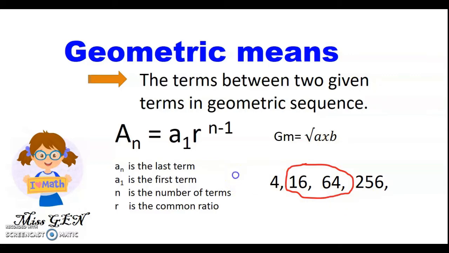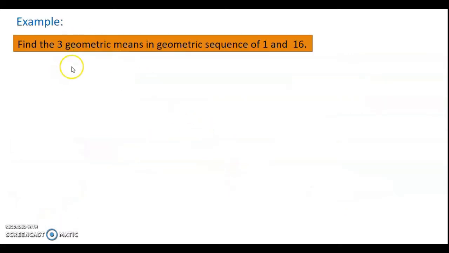Let's go to our example. Find the three geometric means in the geometric sequence of 1 and 16. Here we will insert three terms in between 1 and 16. So our problem should look like this: 1, blank, blank, blank, and 16. So we will be looking for these three terms in between.